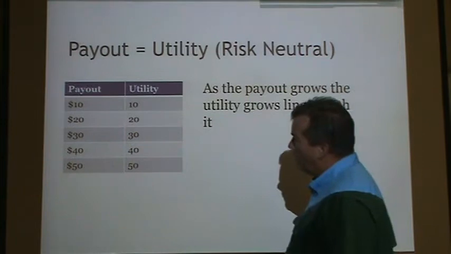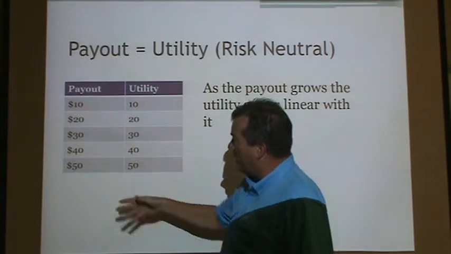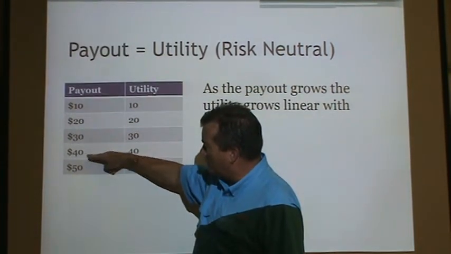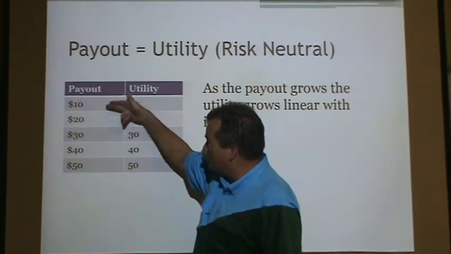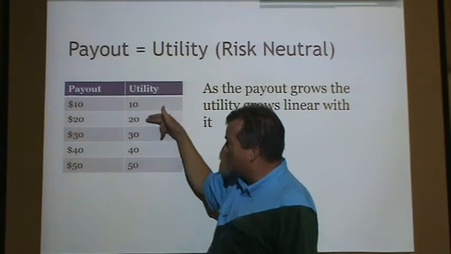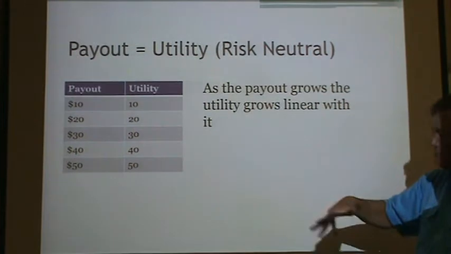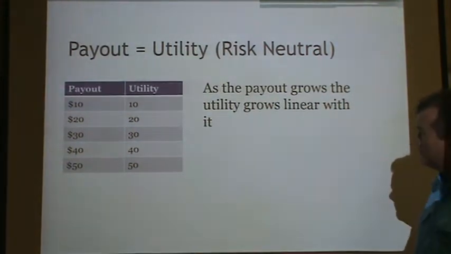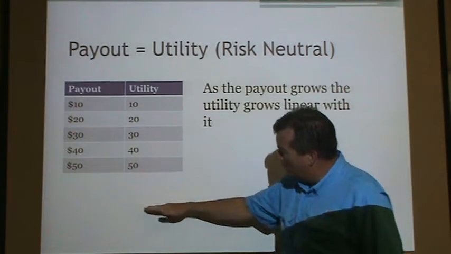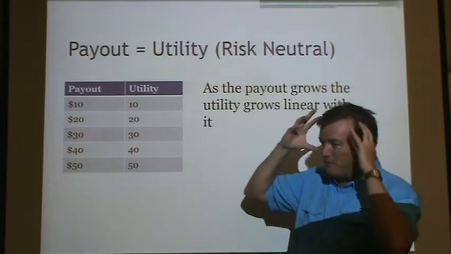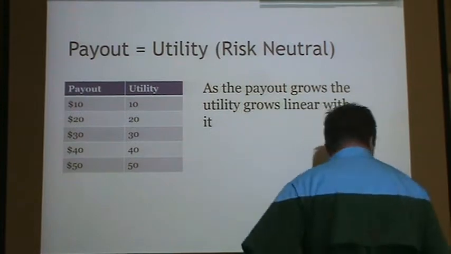So, suppose you had a chance to do an investment, and it could pay out $10 or $20 or $30 or $40 or $50 with different probability. If in your mind $10 is worth 10 utility points, $20 is worth 20, $30 is worth 30, then you're going to be risk neutral. You're going to do what just makes mathematical sense to do. And this would form a straight line. If we were to plot the payout versus the utility, how much it means to you in your mind, we would have a straight line.